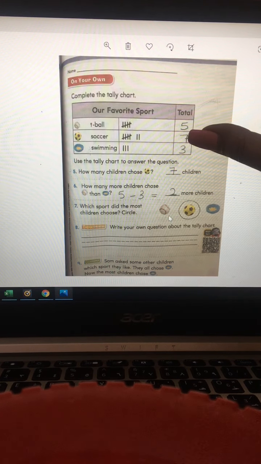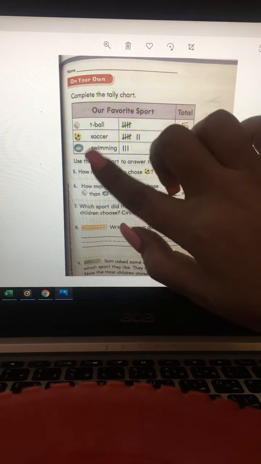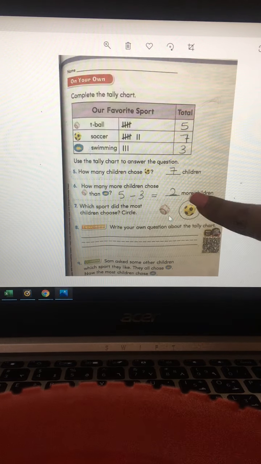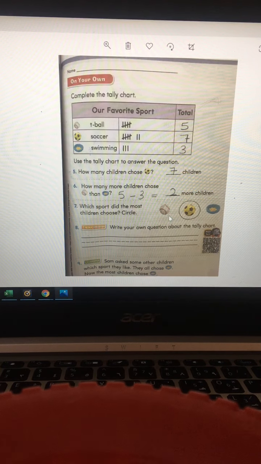So the most children chose the soccer sport. We are going to circle the soccer, because the question is asking which sport did the most children choose. The word most means that we are going to look for the biggest number that we have in the tally chart.